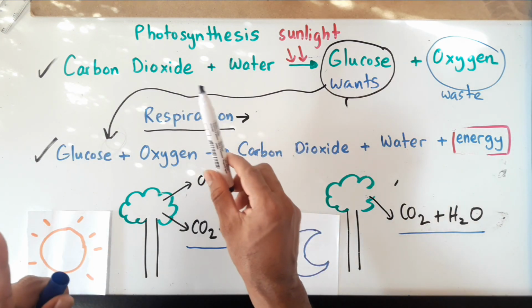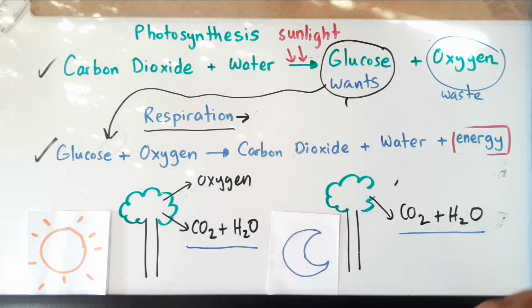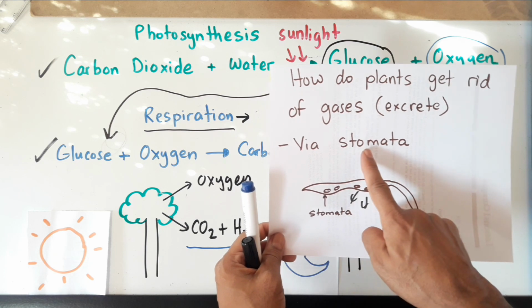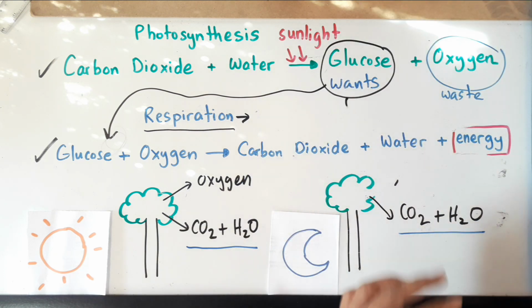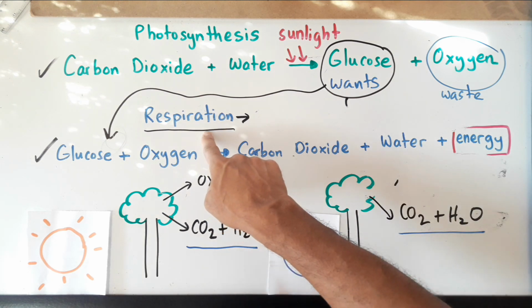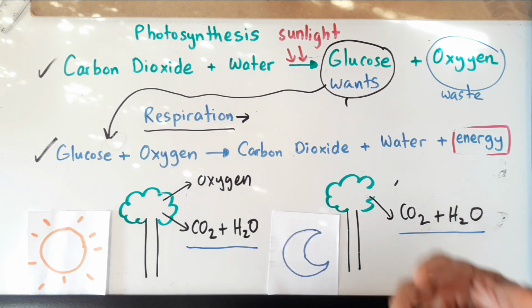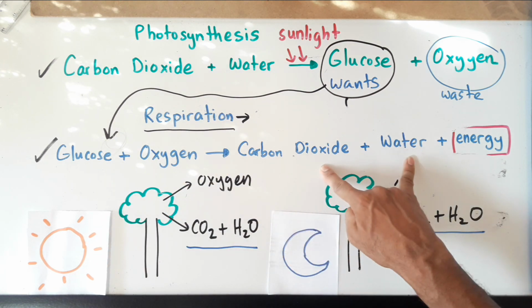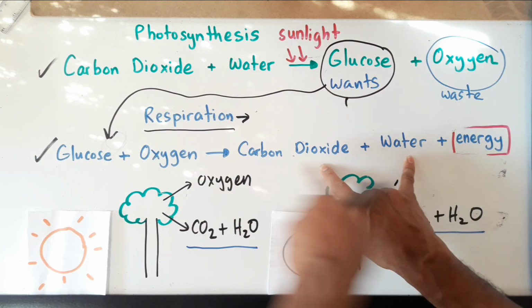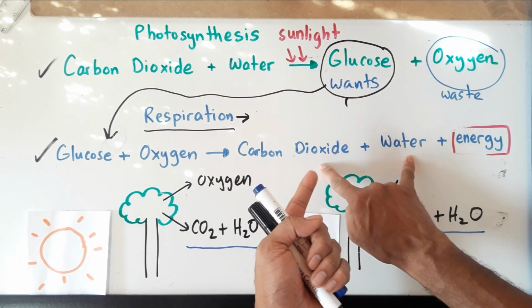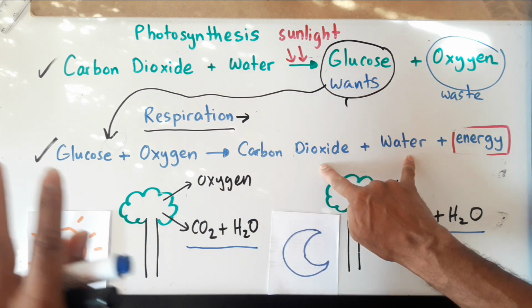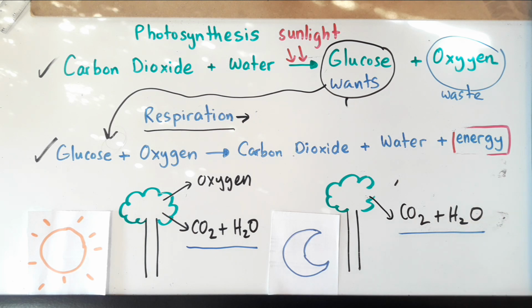Remember, I stated that when a plant wants to get rid of its waste, well, its gases, it does it through the stomata. But how does a living organism like a human? A human has respiration going on inside of it, right? So during respiration, you get carbon dioxide and water. But how do we get rid of these gases? We don't have stomata. These gases are taken from the cells via the blood and it goes into our lungs.